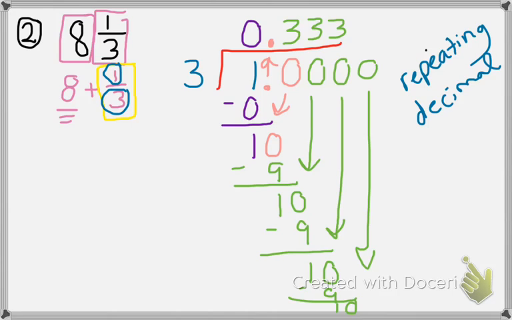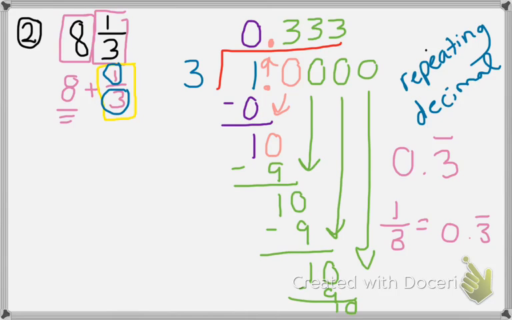So what you would do is, you'd write the number that repeats, and you would put a bar on top of it. That is called bar notation. So now, since we found out that 1/3 is 0.3 repeated as a decimal, let's go back to our original problem, which was 8 1/3.